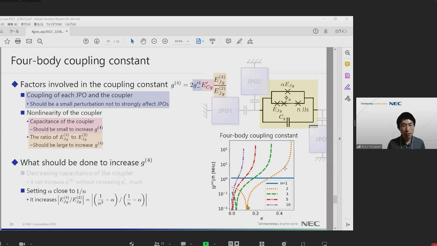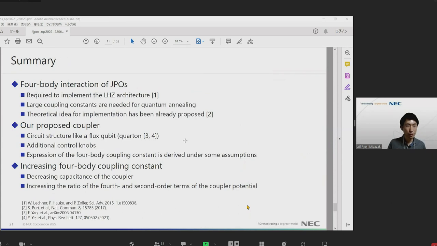But in theory, when we set alpha exactly equal to 1 over n, it diverges. So we do not set it exactly equal to 1 over n, but it is enough to set alpha close to 1 over n to obtain a larger coupling constant than the previous one. And this is the summary.